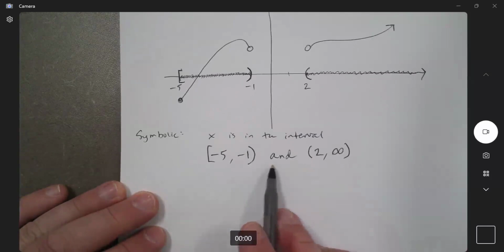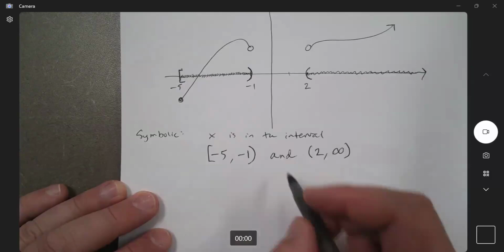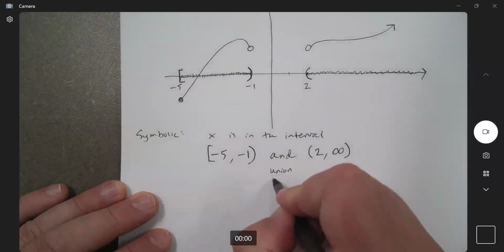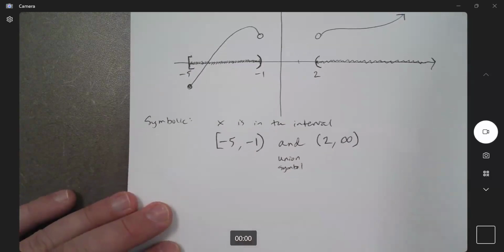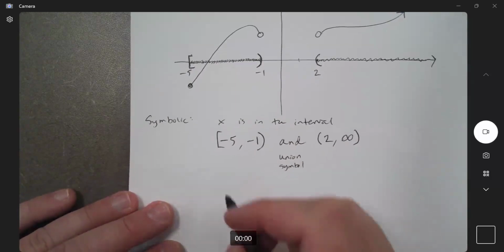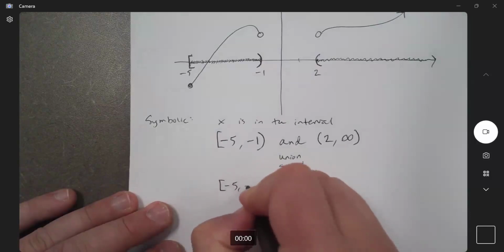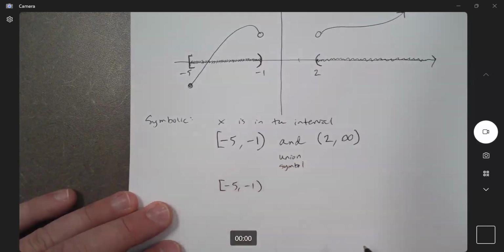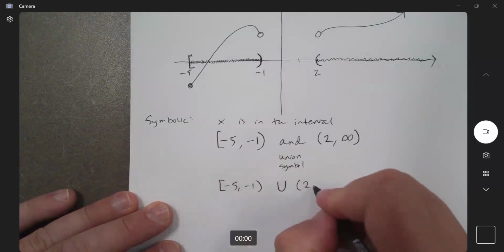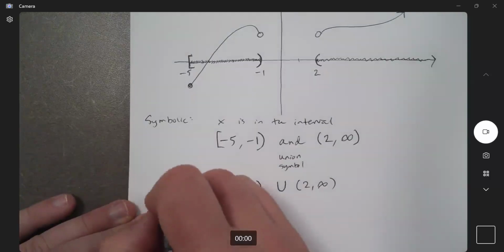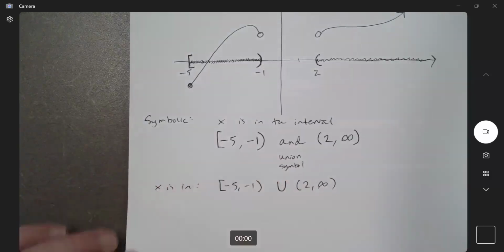Now, our mathematical grammar has a special symbol for the word and when we're talking about interval notation, which is called the union symbol. I don't personally care. You can use an and, you can use a comma. Your homework will require you to use the mathematical grammar, and it just looks kind of like a capital U. So that's how we do unions of intervals, collections of intervals.